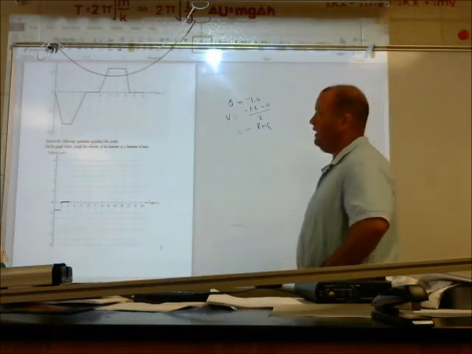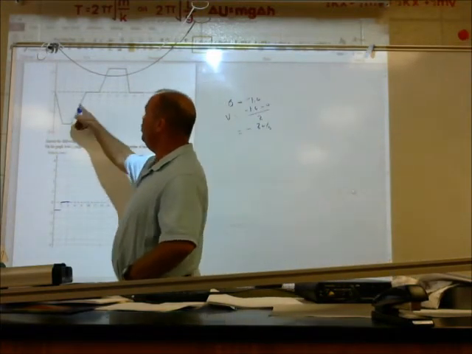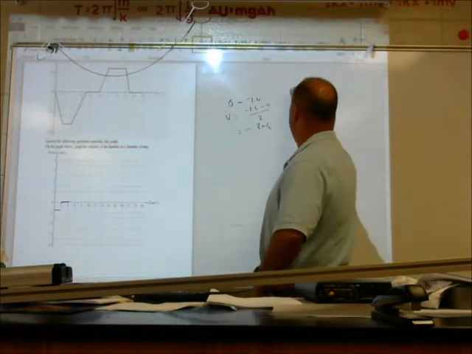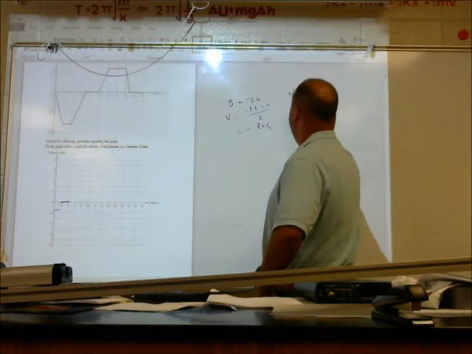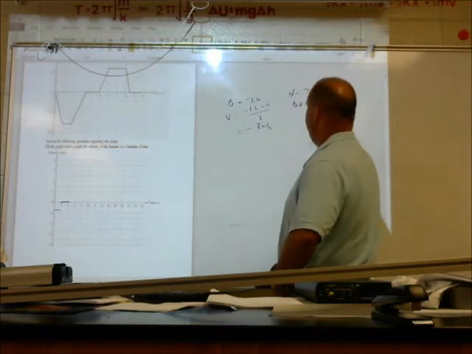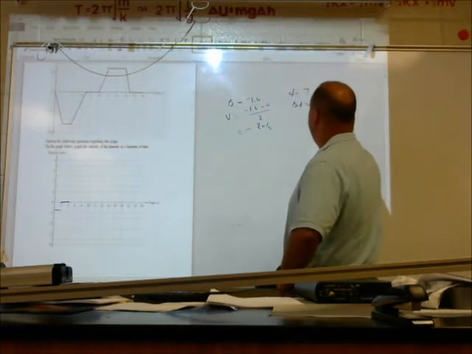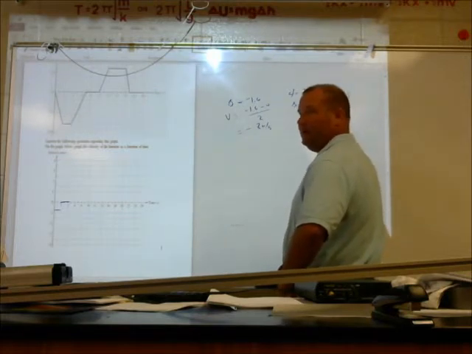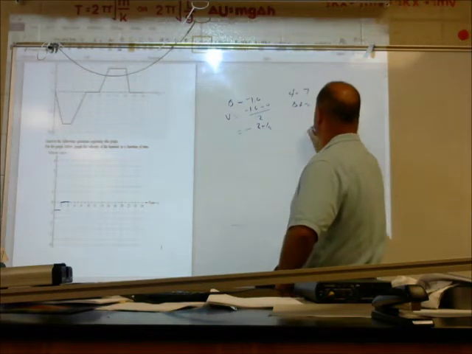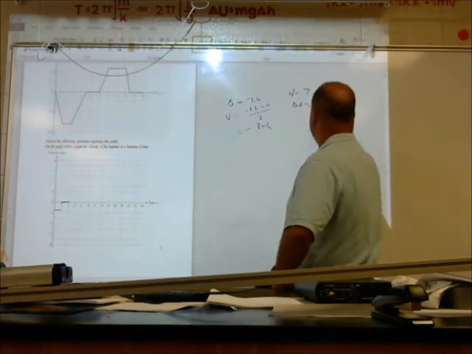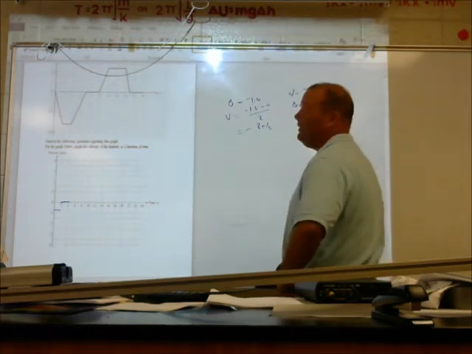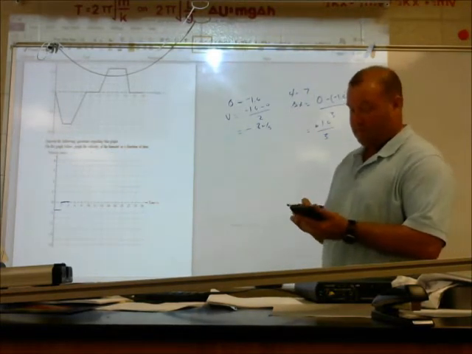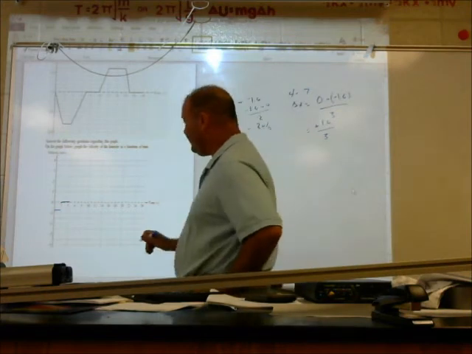And then from time 4 to 7, what's my change in position? My change in position is final 0 minus negative 1.6, where I started, over 3, or positive 1.6 over 3, which should be positive 0.53.